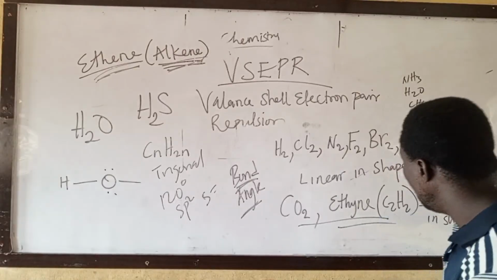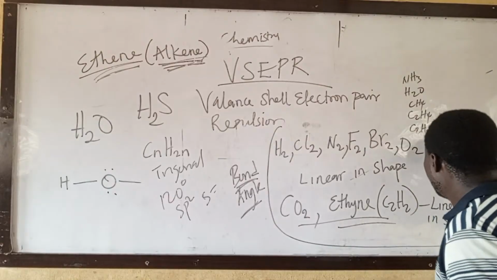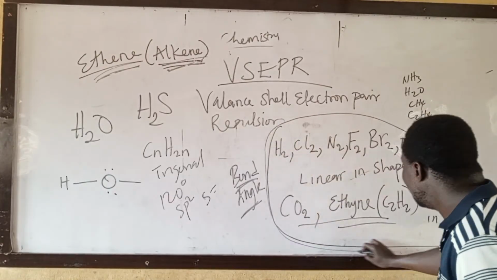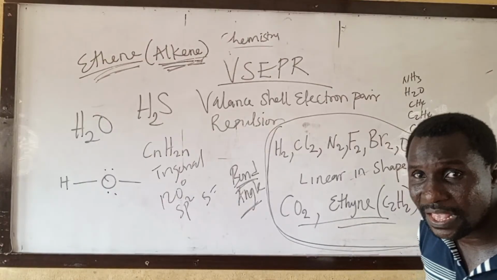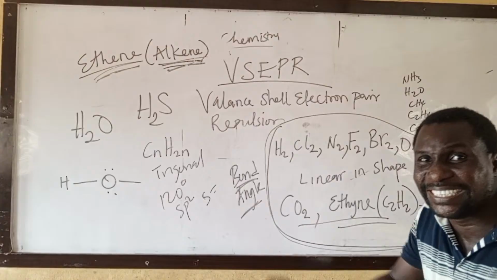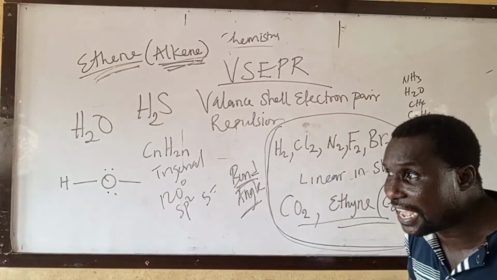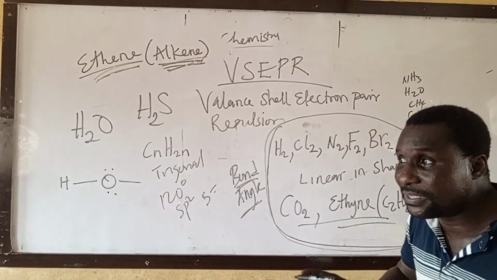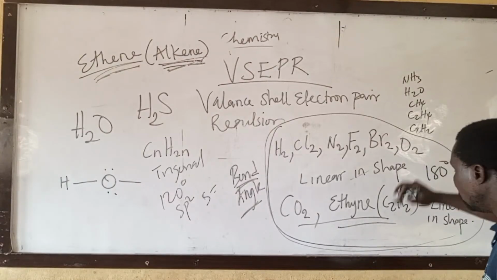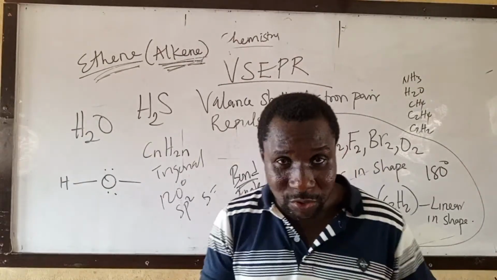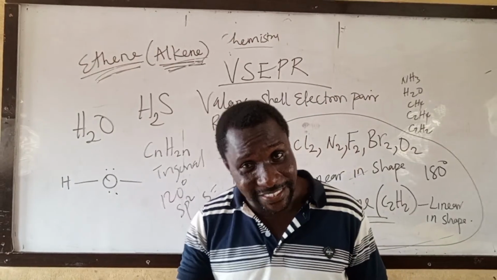When you have all these molecules with linear shape, when you hear any molecular shape that is linear, their bond angle is 180 degrees. That's that. Linear means 180. You understand? Linear line, angle on a straight line, 180.